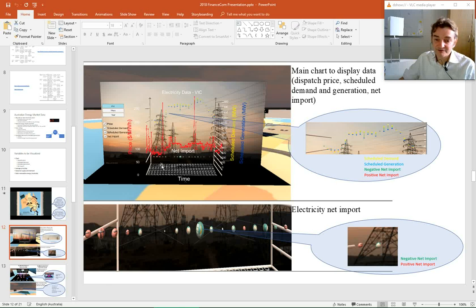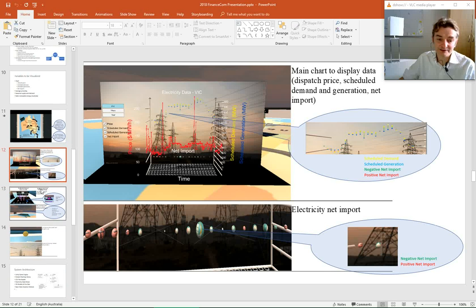Here we have the symbolism under that. You see a small line here. It's basically the electricity net import, symbolized by greenish colors meaning negative net import, which is good. And reddish symbols mean a positive net import, and it's red because we needed to import electricity.